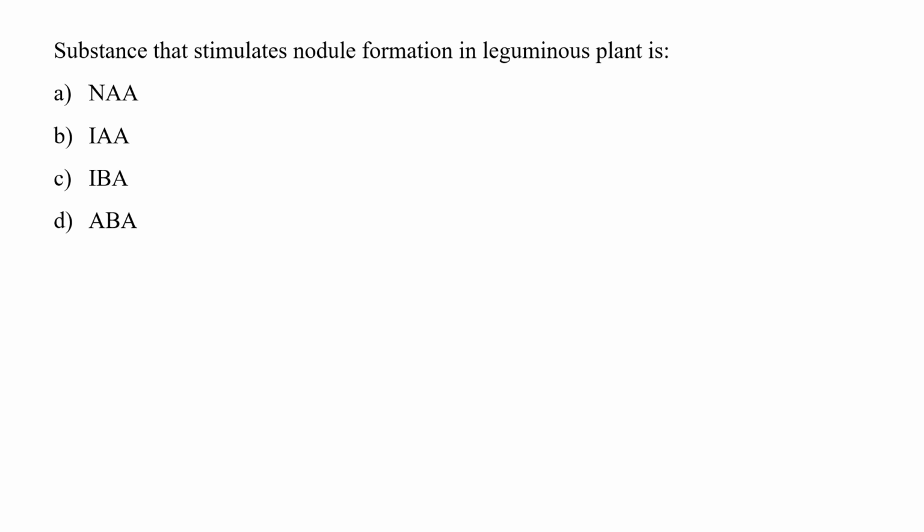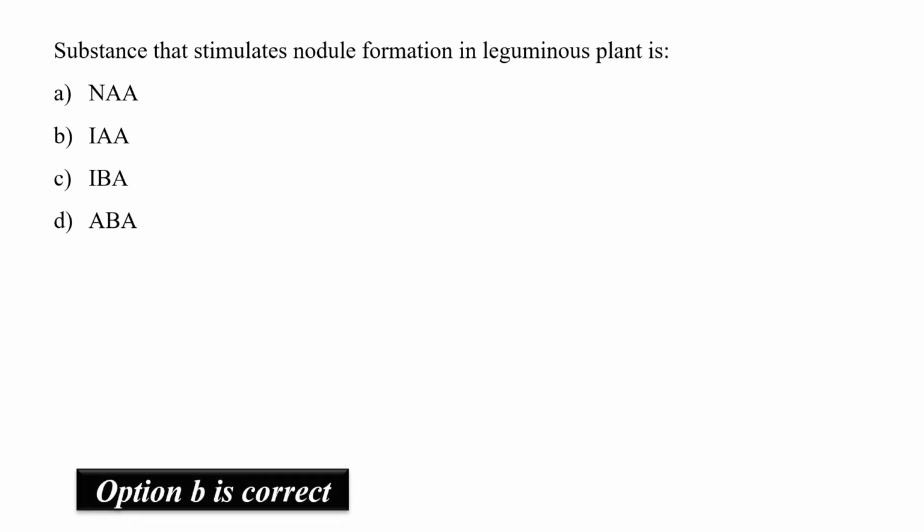The question says substance that stimulates nodule formation in leguminous plant is NAA, B IAA, C IBA, and D ABA. So the correct option is IAA, that is indole 3 acetic acid. It is a type of auxin plant hormone, and it stimulates the cell elongation and cell division in the process of nodule formation. This effect was observed by Thimann in 1936. So the correct option is option number B, IAA.